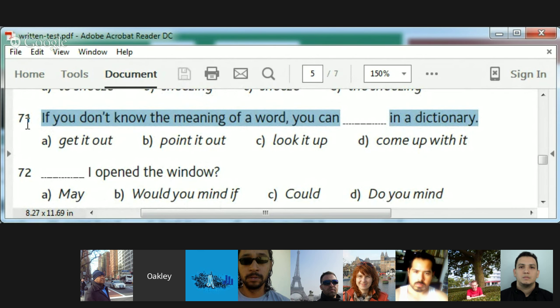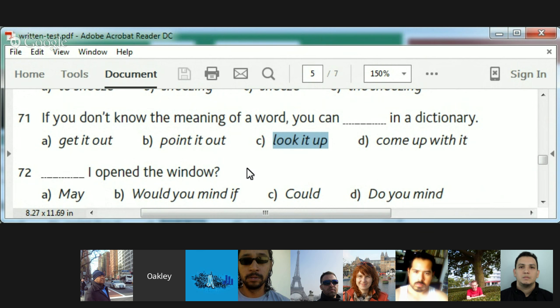Lena, 71. If you don't know the meaning of the word, you can look it up in a dictionary. Very good. Using the phrasal verb. I think this is our first phrasal verb. So here we go. We're in the upper intermediate level now. This is when you need to start learning idioms and phrasal verbs. For sure, if not before. Okay, you are correct. Good job.